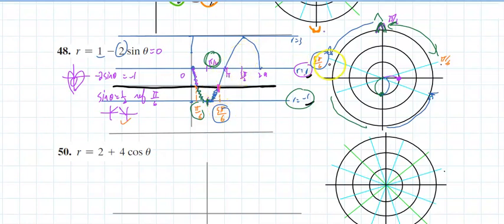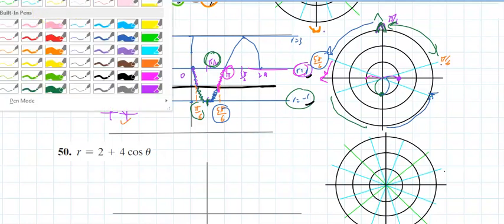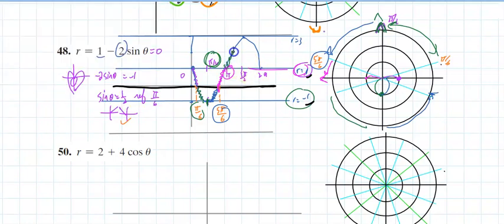Now between 5 pi over 6 and pi, I'm still in this quadrant. R is positive, increases. By the time I hit pi, I am at 1. There's pi, there's 1. And then after that, it keeps on increasing. By the time I hit 3 pi over 2, R equals 3. And then decreases back by the time I hit 2 pi, you are at 1. It goes back to the original starting point.